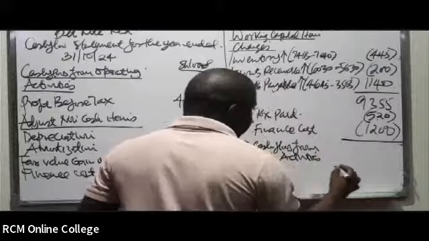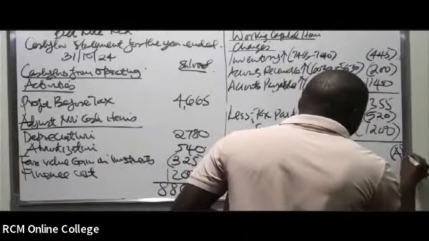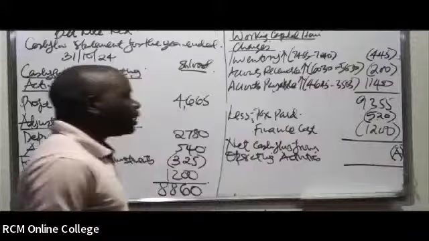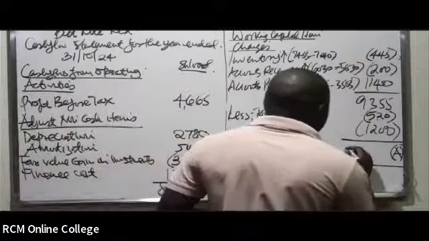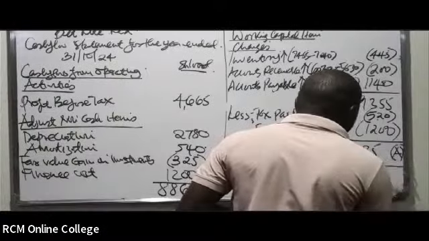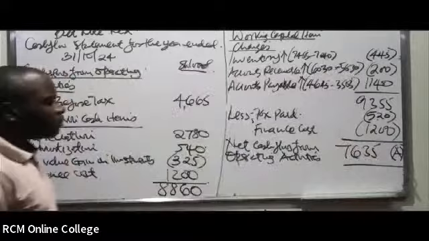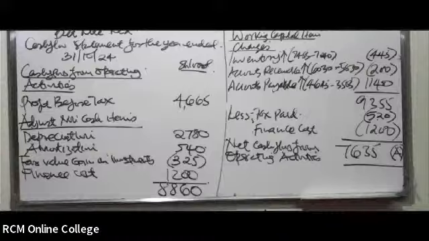Then now the final figure for part A. What is the final figure for part A? So 93.55 minus 520 minus 1200. You're getting 76.35. So we'll have 76.35. So that is the first part. This is how you present it: the first part, cash flows from operating activities.